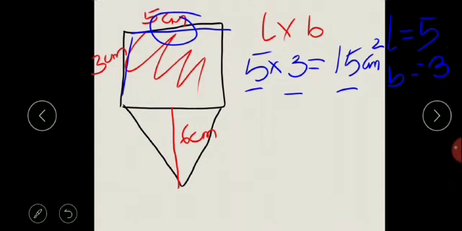Now let's come towards the second part. Let's calculate the area of a triangle. To calculate the area of a triangle, we have the formula that is basically half base multiplied by height. So let's check out what is base and what is height first.